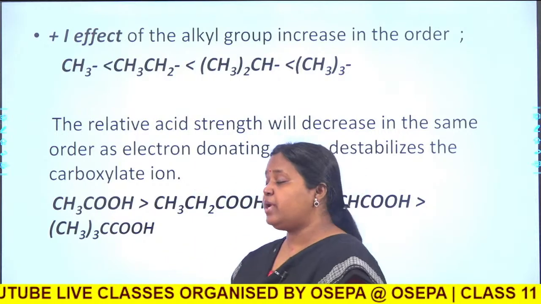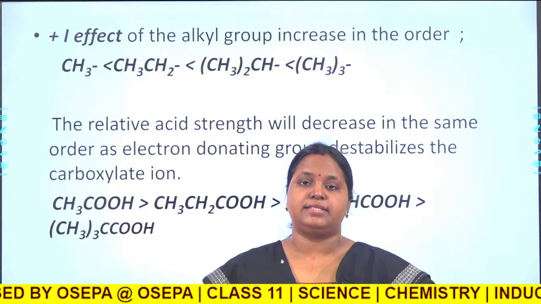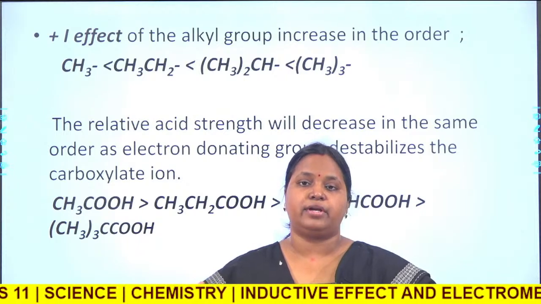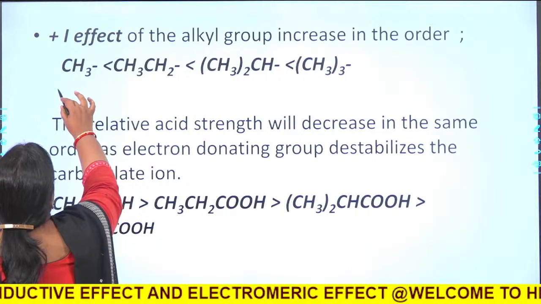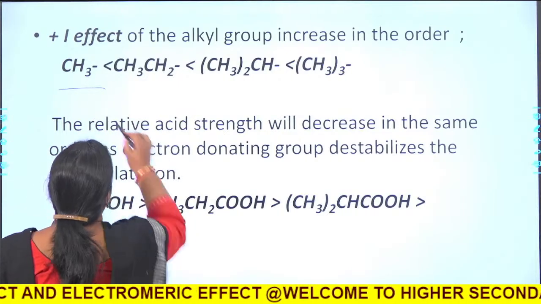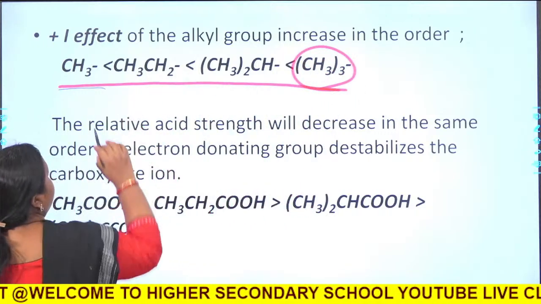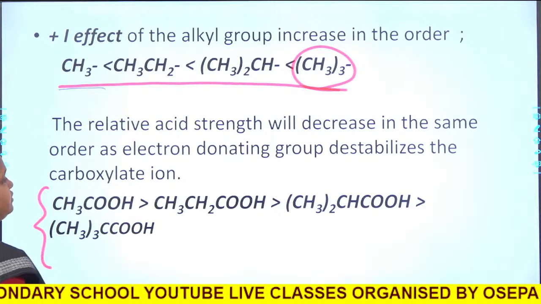Why? Because we have already read that with increase in the size of the alkyl group, the plus I or the donating effect of the alkyl group increases. So look, the donating effect of the alkyl groups is the plus I effect. The bigger the group, the more it will donate. So the acidity order will just be reversed.